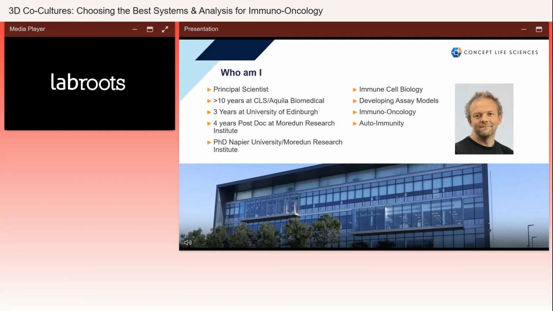These days, my main areas of focus are around immune cell biology and cell biology in general, and developing complex assay models to look at different modes of action, look at different compound actions within these systems, specifically focused around immuno-oncology and autoimmunity, but I do branch out into other areas as well.